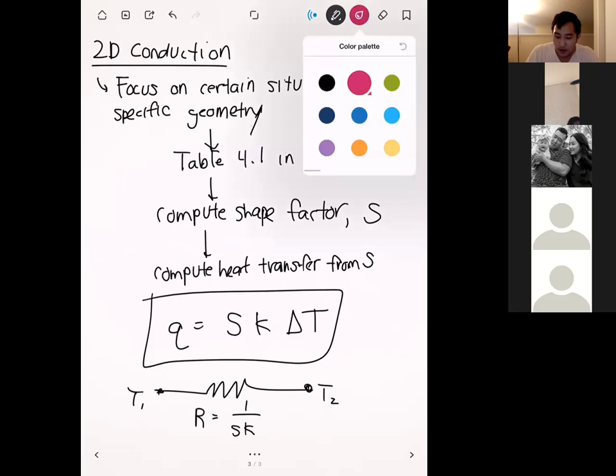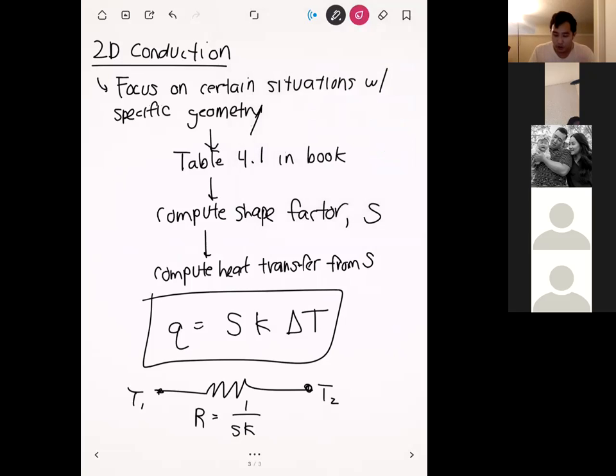And so basically the way that you do these 2D problems is you look at the geometry. First thing you do is you go to table 4.1 and use that to compute S. And then once you compute S, you can just form a thermal circuit and compute the heat transfer based on the temperature differences. All right, any questions on this? This was just a recap from last time before we jump into an example.